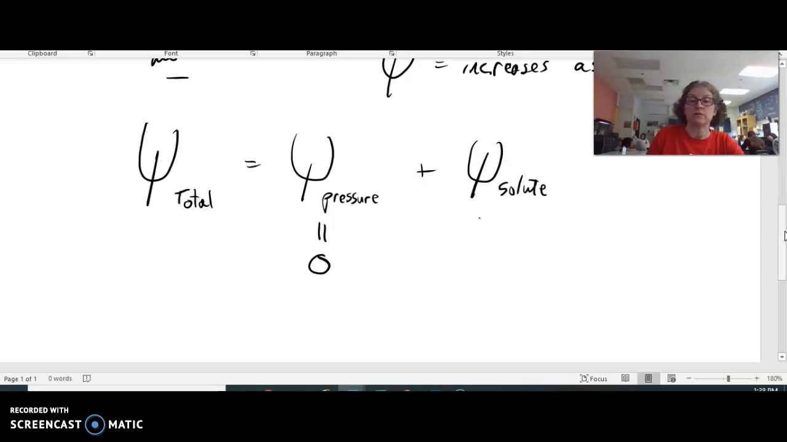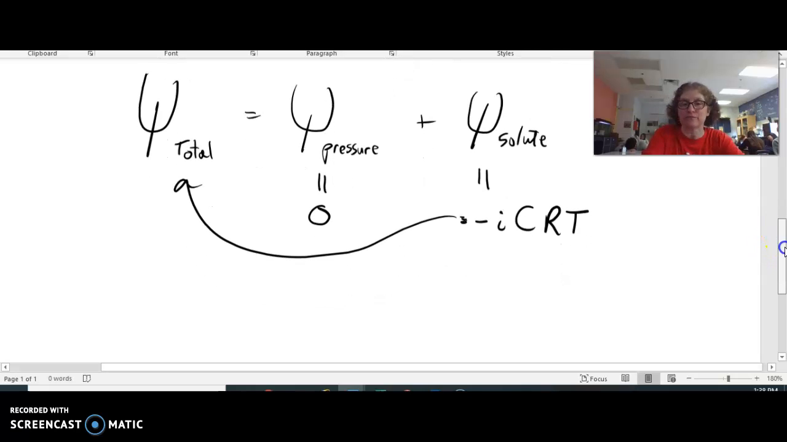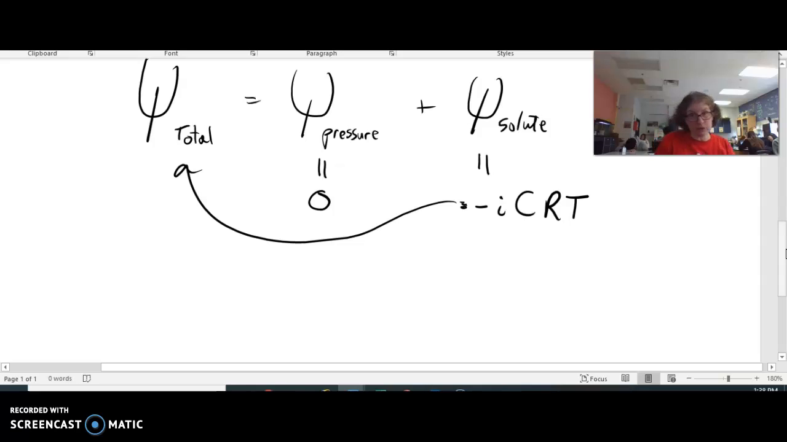But the solute potential is calculated according to how much solute there is, with this equation. Remember this? Negative iCRT. So remember that, and that becomes your total if the pressure potential is 0. And remember you're going to be able to use your formula sheets on the AP exam. So there's a couple things you need to know.